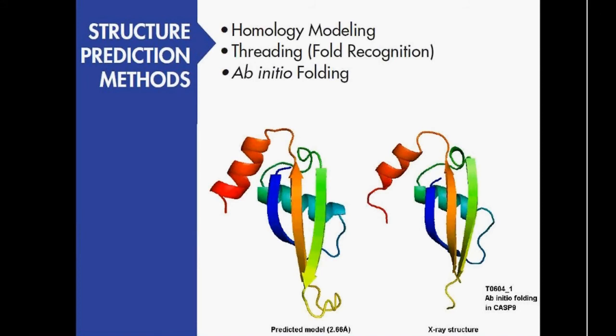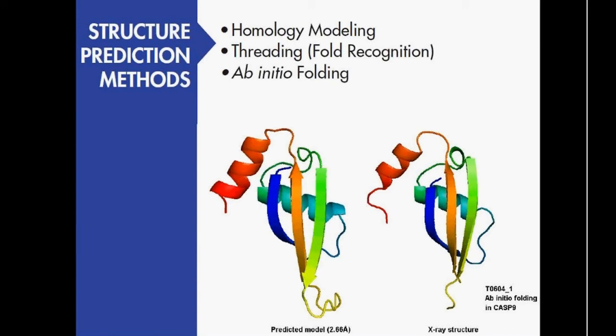Now, there are three major structure prediction methods that I'd like to discuss today, and those are homology modeling, threading or fold recognition, and ab initio folding. Now, first, homology modeling is the easiest case of all three methods and uses a solved homologous structure for calculations. This method is usually successful for about a third of all proteins.